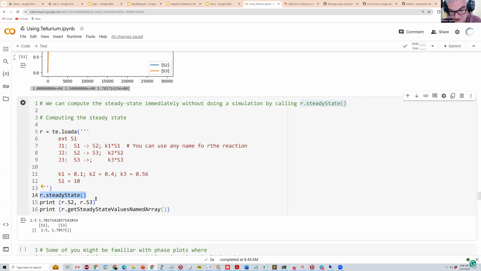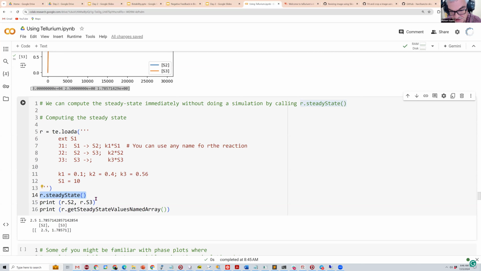Now we have another call that also computes the steady state, but this one is different in that it comes back as an array, and it labels the array for you, so you know what's what. So if I call get steady state values named array, it actually returns this little thing here, right? So it's an array, but it's labeled, so you know which is which. So it says that S2 has a steady state level of 2.5 and S3 has a steady state level of 1.78571.